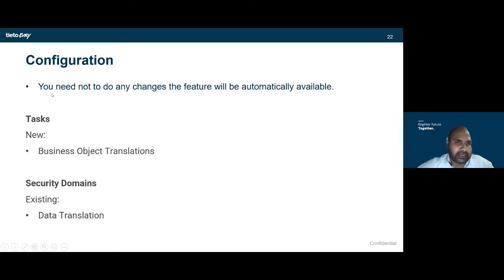So now coming to the configuration, you need not do any changes. The feature will be automatically available. You need not make any configuration changes as part of this BP. It will be automatically available in Workday. The task is business object translation. Security domains are existing data translation.